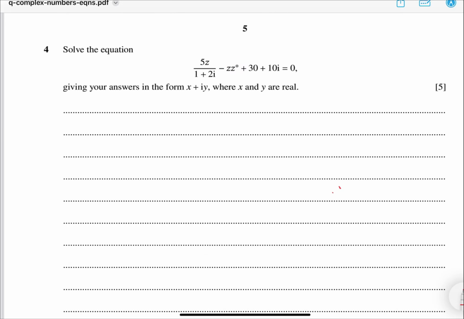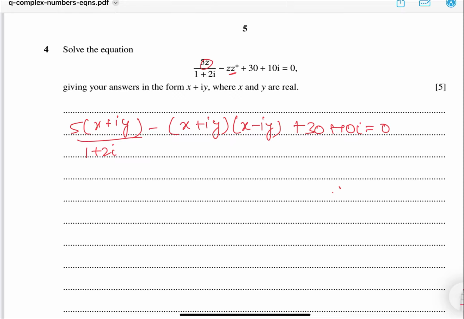Alright, pause the video, try this one and wait for the answer. So I will replace z by x plus iy. So it is (5x plus iy) upon (1 plus 2i) minus (x plus iy), and it is a conjugate, that means x minus iy, plus 30 plus 10i equals 0.